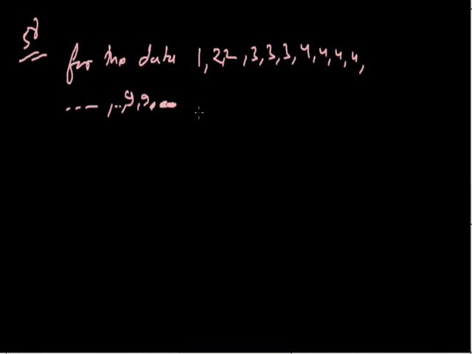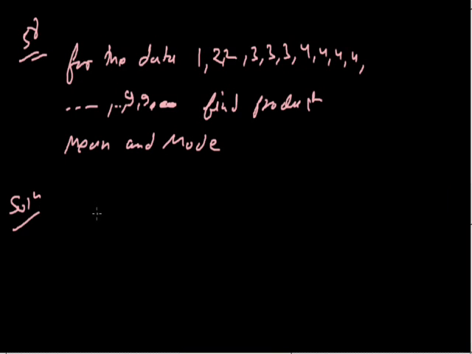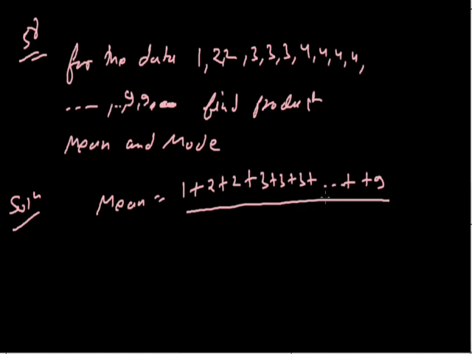Then we have to find the product of the mean and the mode. So first of all we find the mean of this observation. That is the sum of observations, that is 1 plus 2 plus 2 plus 3 plus 3 plus 3, and so on, plus 9, upon the total number of observations. As we see, 1 occurs 1 time, 2 occurs 2 times, 3 occurs 3 times, and in the same way 9 occurs 9 times.